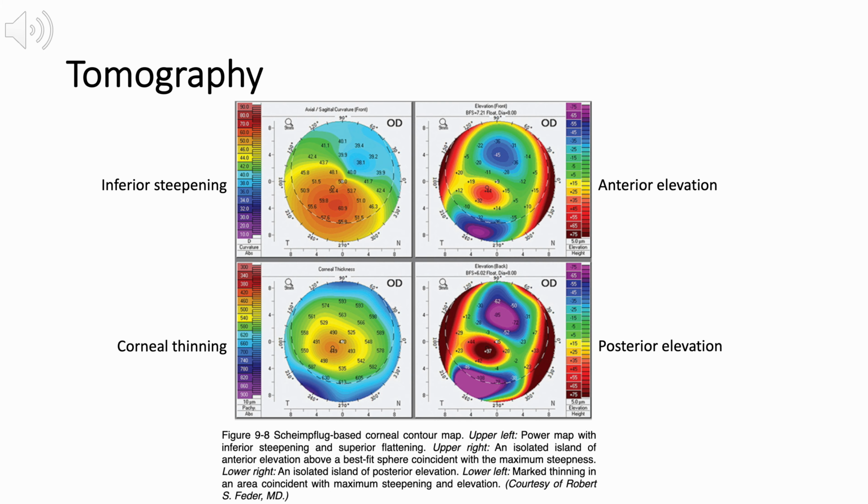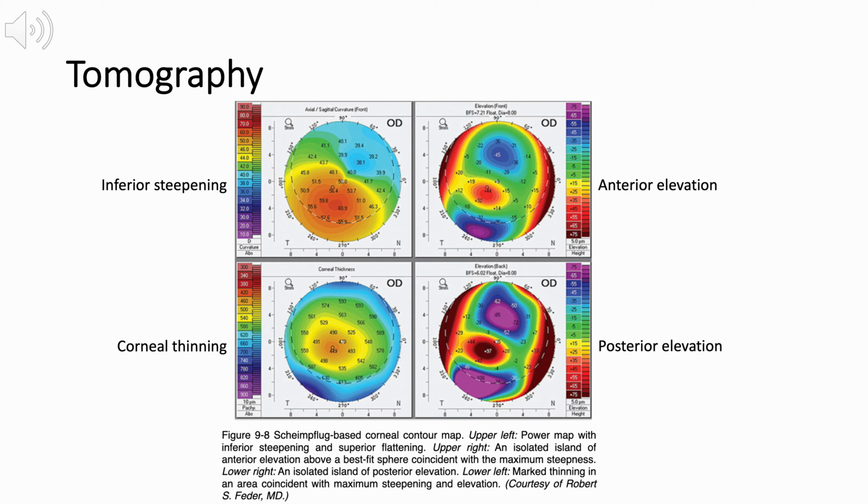of ectasia. Moving to the upper right, there is an isolated island of anterior elevation above the best fit sphere, which coincides with the area of maximum steepening. In the lower right, we observe an isolated island of posterior elevation, another early and sensitive indicator of keratoconus.